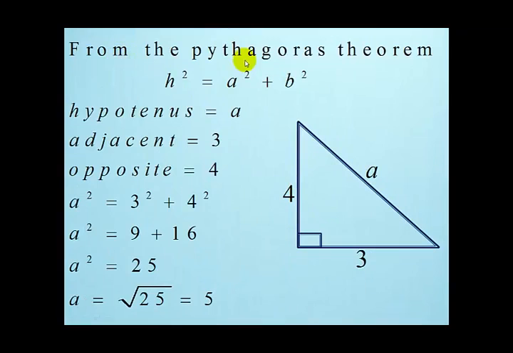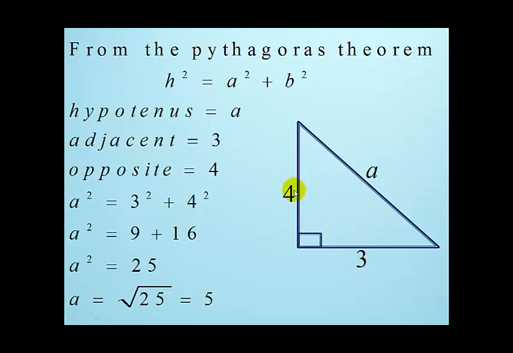From the Pythagoras theorem, we know that the square of the longest side, that is the square of the hypotenuse, is equal to the sum of the squares of the other two sides. When we consider this diagram, the longest side is A, that is the hypotenuse. Now, because the acute angle is not given, any of the sides can be our adjacent, and any of the sides can be our opposite.